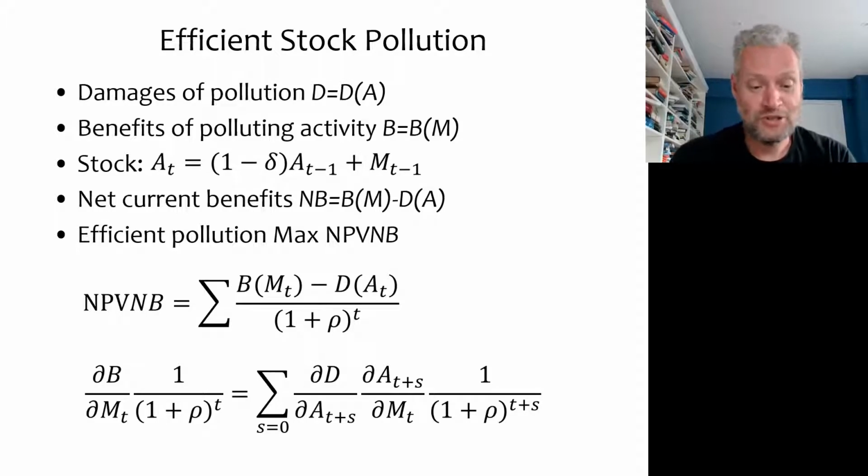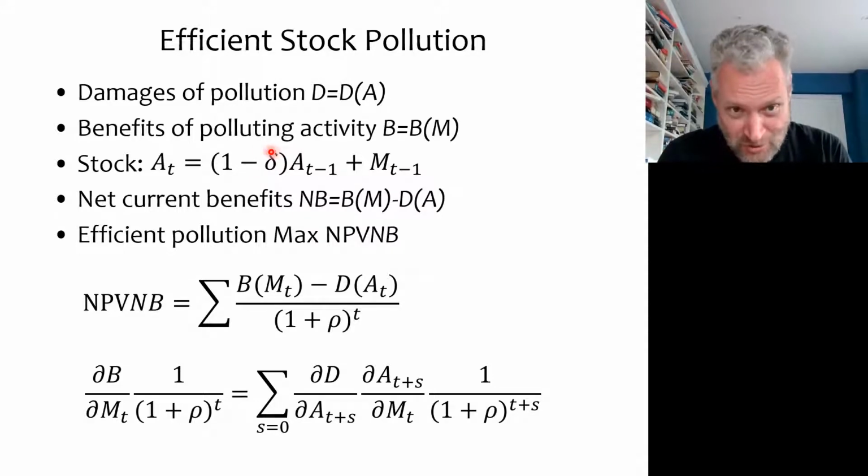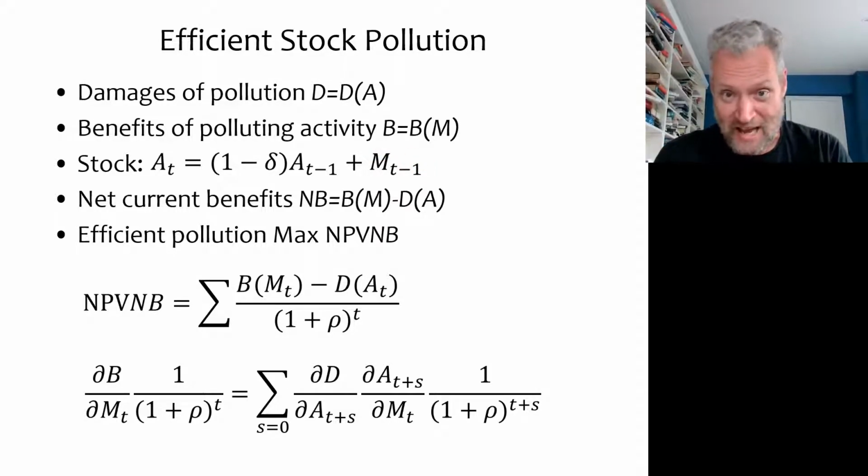And the stock of pollution, let's assume that is a first order difference equation, that is the stock of pollution A at time t depends on the stock of pollution A at time t minus 1, and part of it is assimilated in the environment. Part of it disappears through natural processes. But of course we add to it by emissions m at time t minus 1.